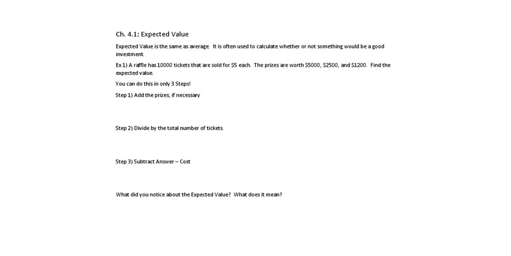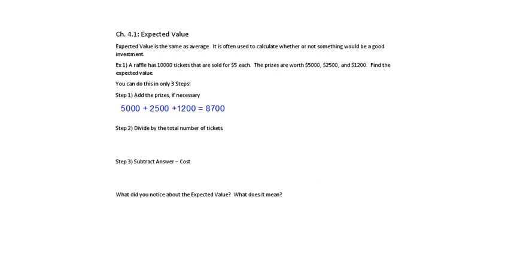Okay, a raffle has 10,000 tickets sold for $5 each. There are prizes for $5,000, $2,500, and $1,200. Find the expected value. The very first step is to add up all the prizes. So $5,000 plus $2,500 plus $1,200 is equal to $8,700. Great, step 1 is done.